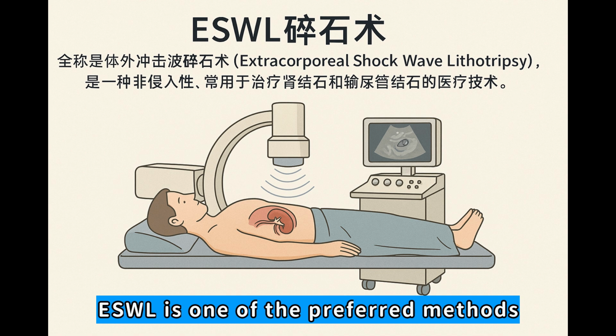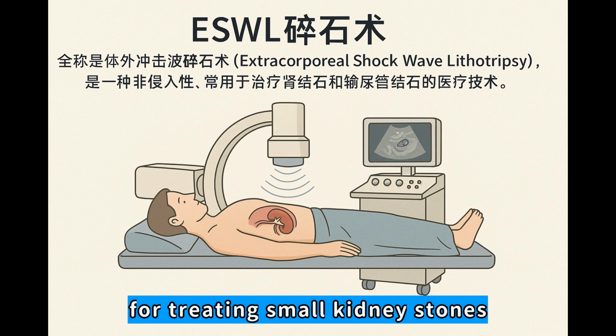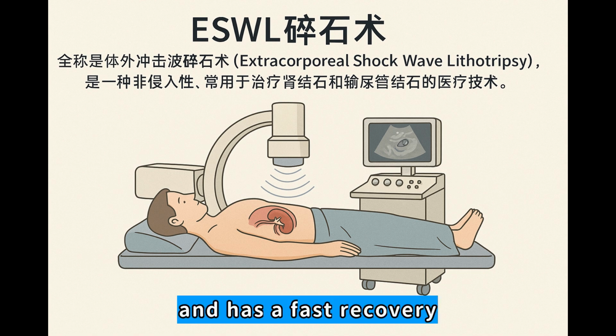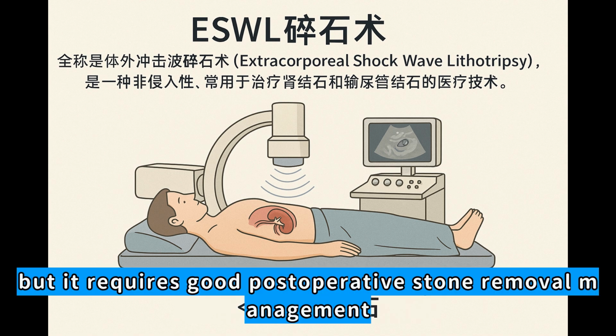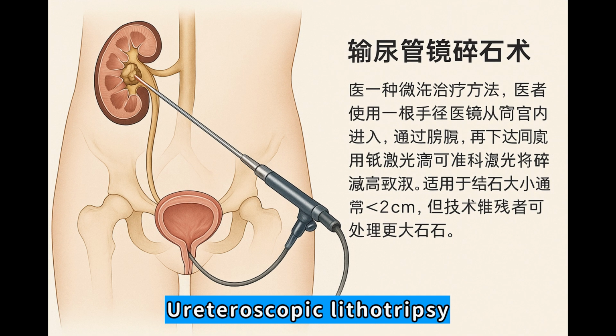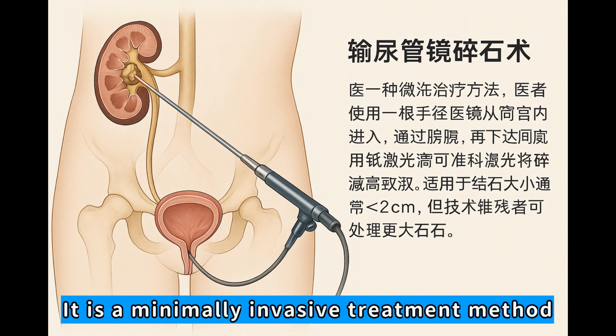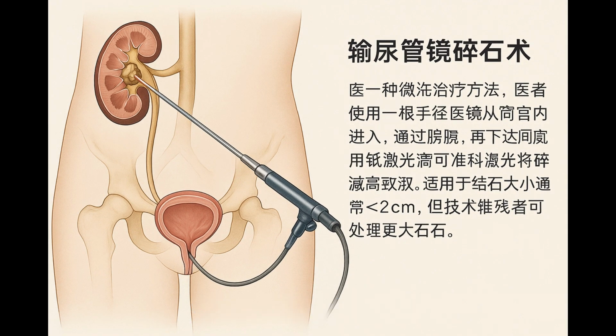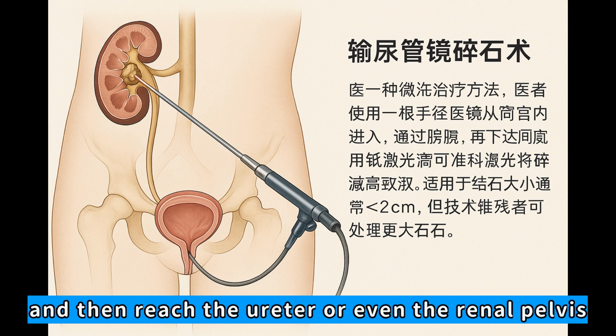ESWL is one of the preferred methods for treating small kidney stones. It is non-invasive, safe, and has a fast recovery, but it requires good post-operative stone removal management, such as drinking more water and exercising appropriately. B. Ureteroscopic lithotripsy. It is a minimally invasive treatment method. The doctor uses a thin endoscopic ureteroscope to enter the urethra, pass through the bladder, and then reach the ureter or even the renal pelvis.